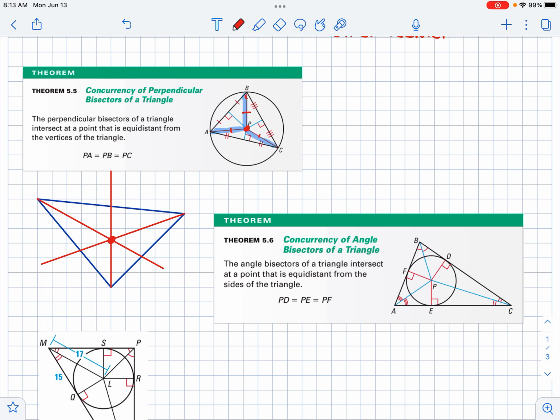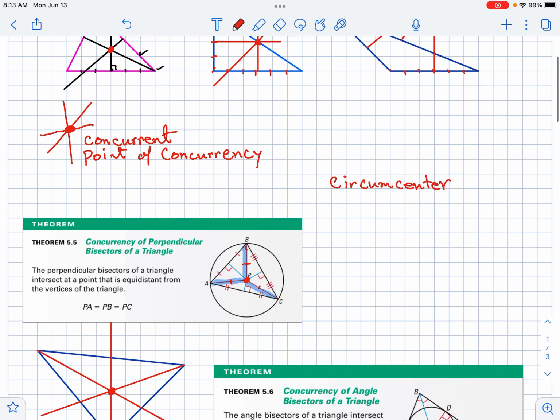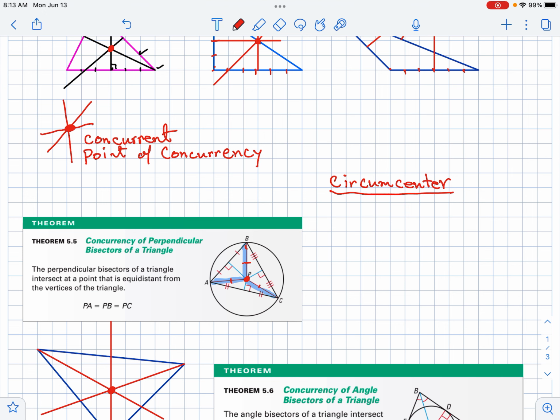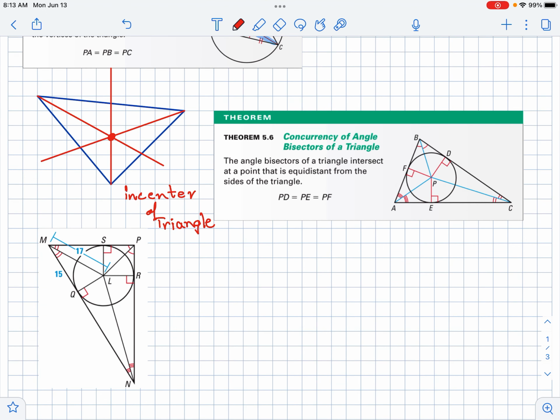Now, if we're talking about the point of concurrency for angular bisectors, we refer to that as the incenter of the triangle. So if we're talking about the point of intersection of the perpendicular bisectors of the sides, we call that the circumcenter. If we're talking about the point of intersection of the bisectors of the angles, we call that the incenter of the triangle. Both are points of concurrency, but they have different names.